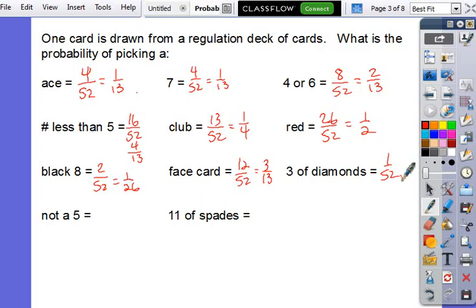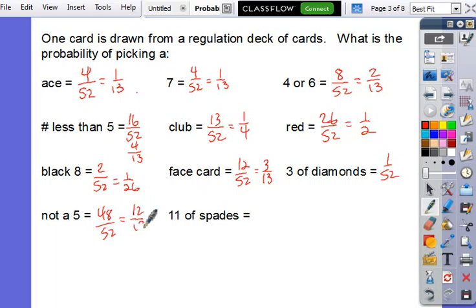All right? Not a 5. How many 5s are in the deck? There's 4 5s in the deck. Those don't count. Everything else does count. So I got 52 total choices. I take out the 4 that don't work. So that means 48 things do work. What about the Joker? We ain't dealing with jokers.